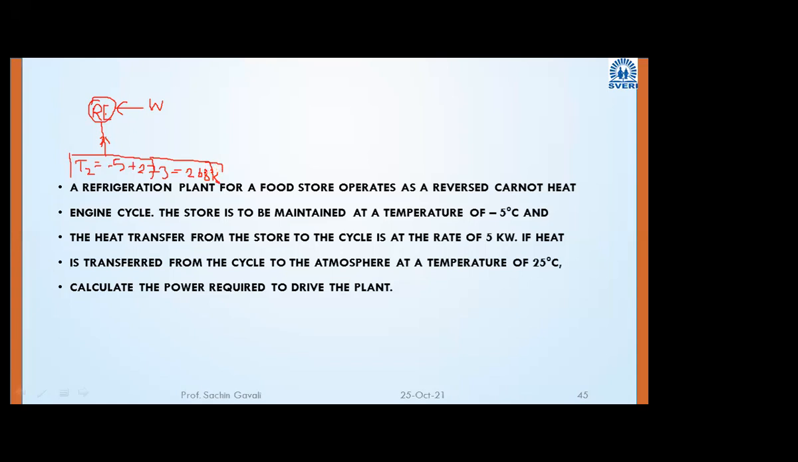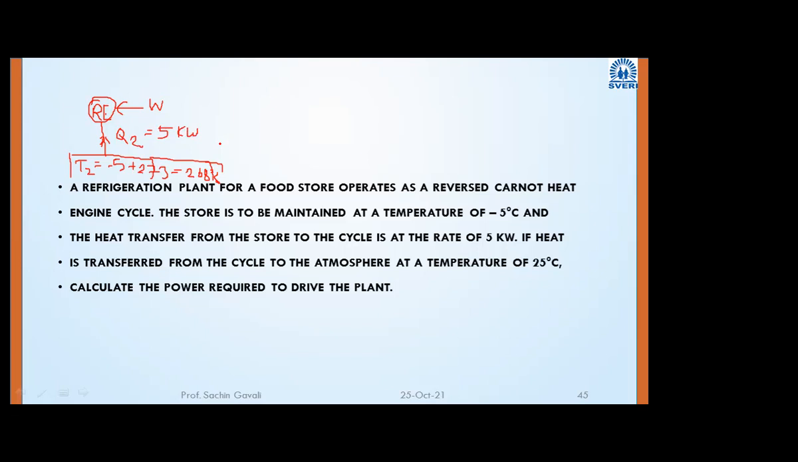And how much heat is it taking? The heat transfer from the store to the cycle is 5 kilowatt. So Q2 is equal to 5 kilowatt. Kilowatt means kilojoule per second. So 5 kilowatt is transferring from the store to the cycle.